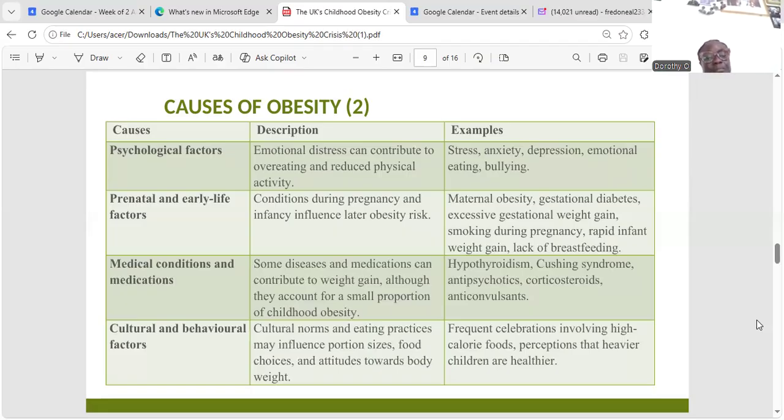Cultural and behavioral factors also contribute to obesity. Cultural norms and eating practices may influence portion sizes, food choices, and attitude towards body weight. Examples are frequent celebrations involving high calorie foods, and perceptions that heavier children are healthier.